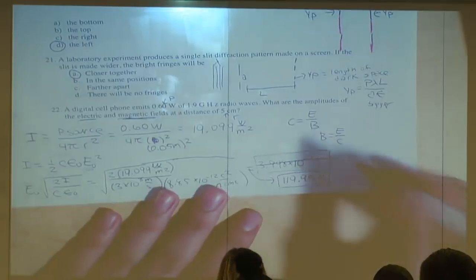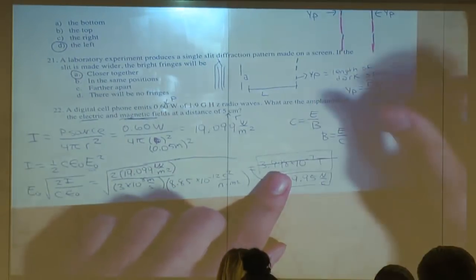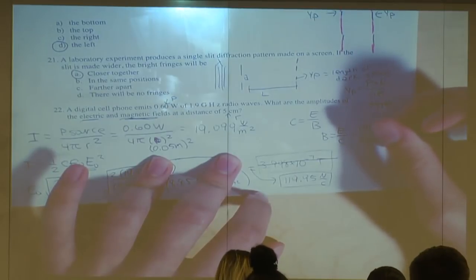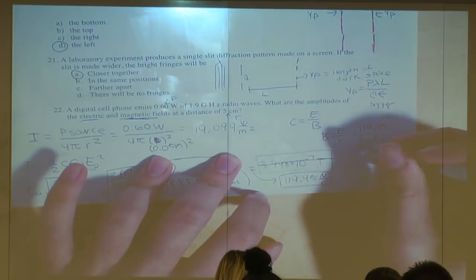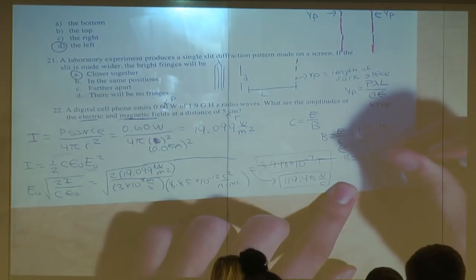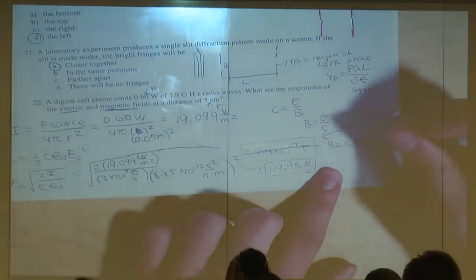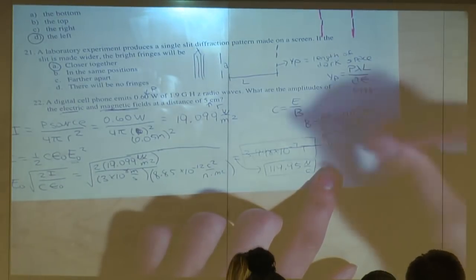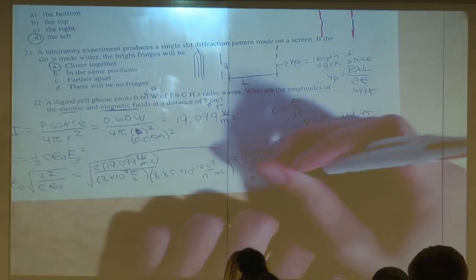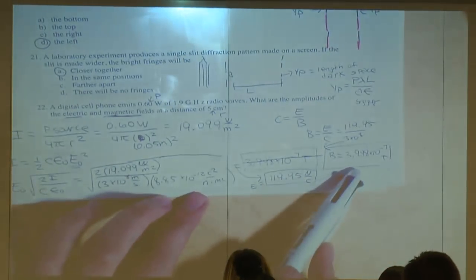And then once you plug in this, 119.95 over 3 times 10 to the 8th, I shouldn't have crossed that out, then you get this. I'll just rewrite it. So B equals 3.998 times 10 to the negative 7 Tesla. Very sorry about that. Okay. So that's what E equals, and that's what B equals.